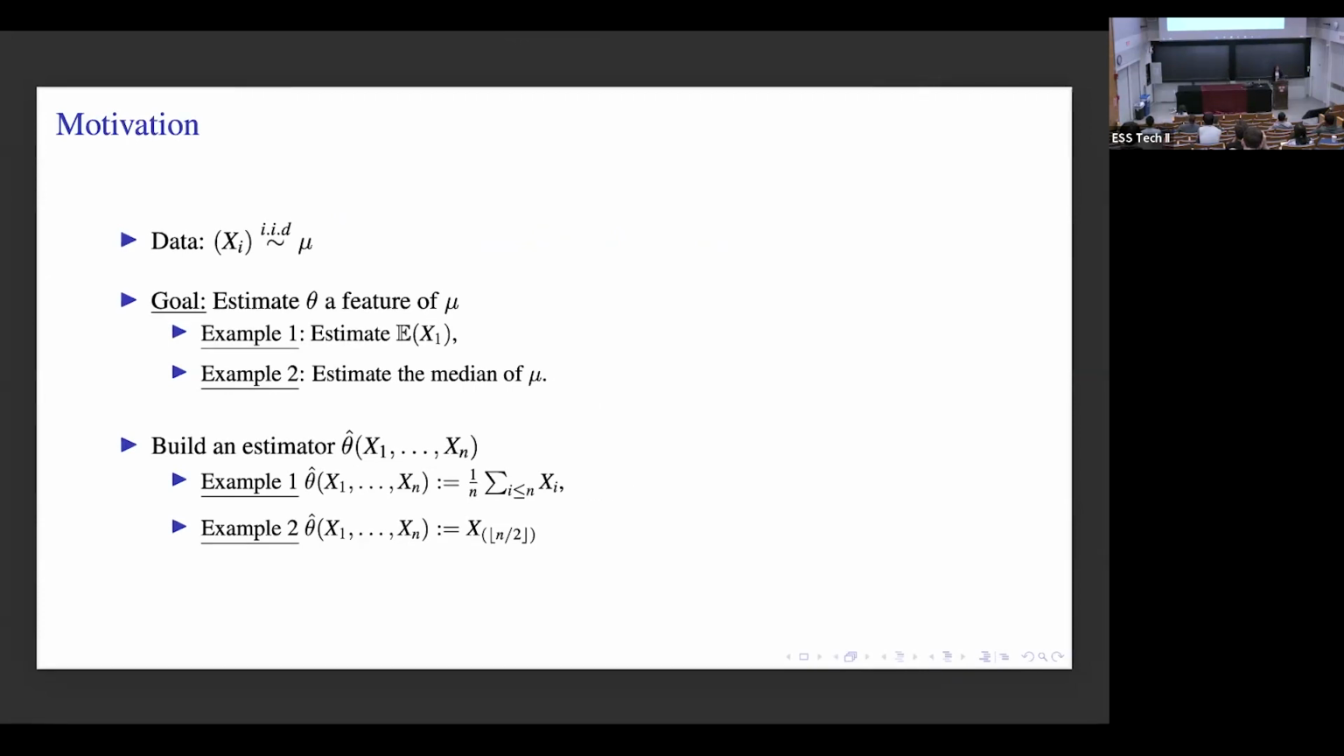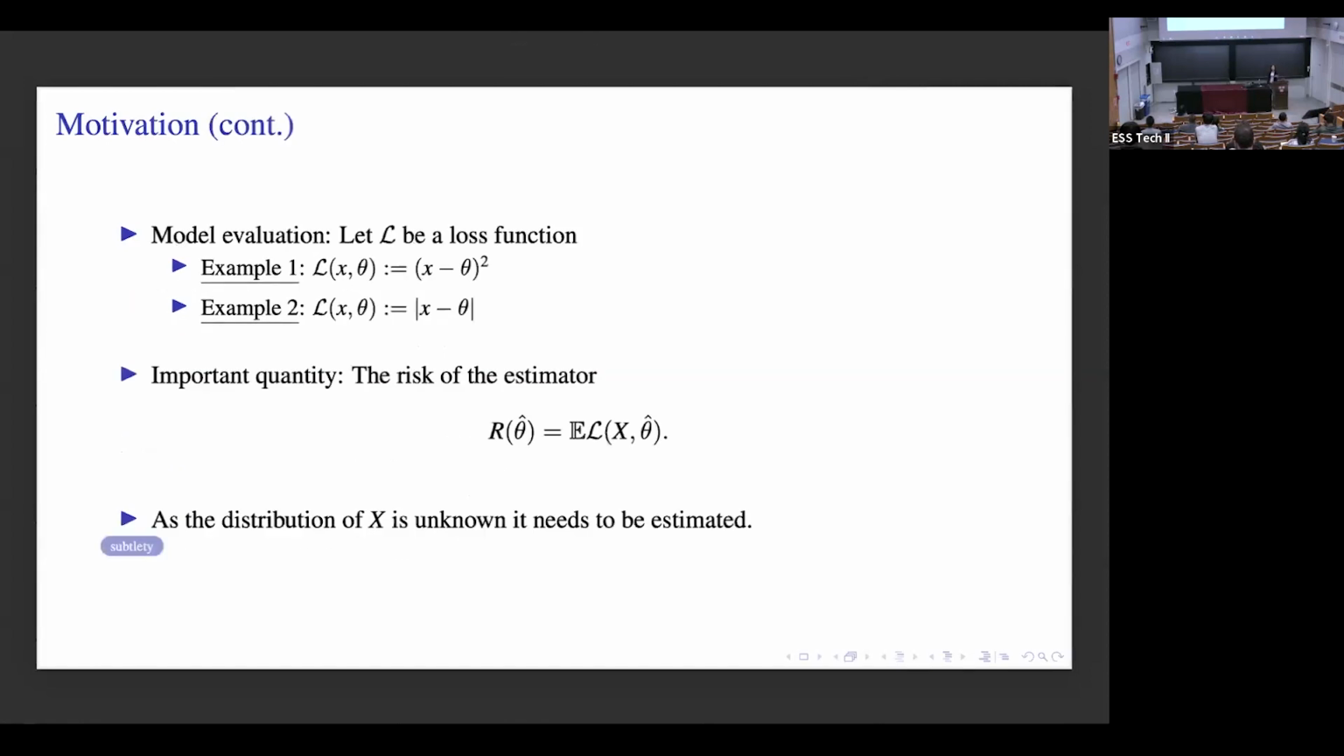So to estimate this quantity, you're going to build an estimator, which is nothing else than a function of your training data X_1 to X_n. So for example, in the first case, a natural choice could be the empirical average. In the second case, a natural choice could be the empirical median. To evaluate how good your estimator is and how useful it is, for example for prediction, you're going to evaluate this by choosing a loss function L. In the first case, a natural choice is the squared error. In the second case, a natural choice is the absolute error.